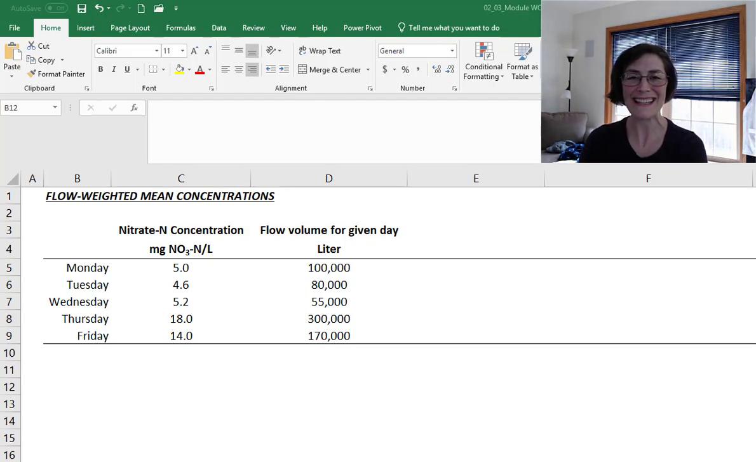Hello! For today's lesson, we're going to talk about a concept called flow-weighted mean concentrations. Flow-weighted mean concentrations came about because sometimes in water science, when we have a set of concentrations, just taking a straight, regular statistical mean or median doesn't represent those concentrations very well. And so we had this concept of flow-weighted mean concentration.